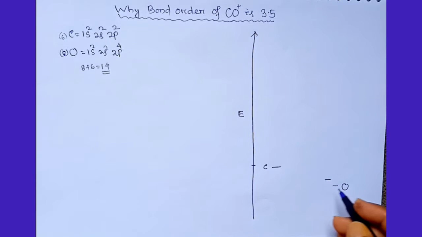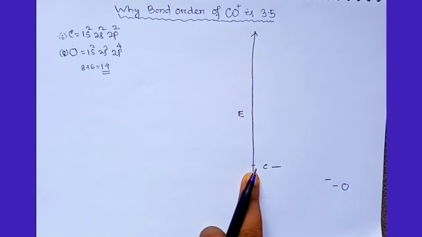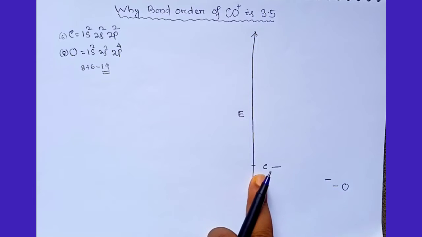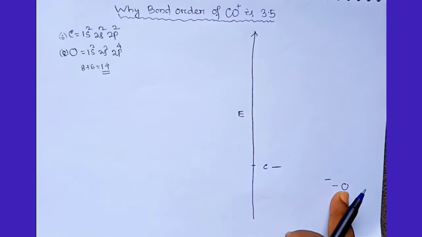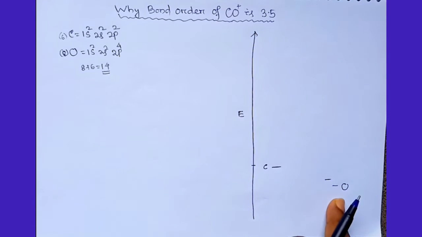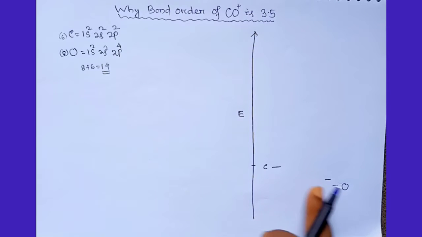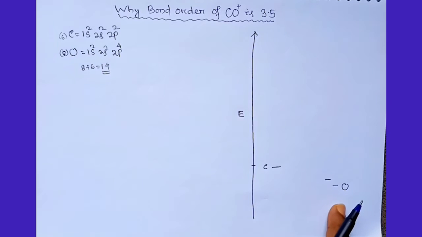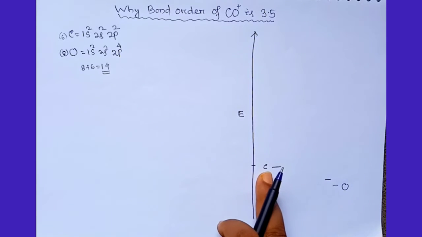Now look at one thing: in this diagram I have shown the energy of the oxygen atom as less than the energy of the carbon atom. Why? Because the electronegativity of oxygen is more than the electronegativity of carbon. That's why oxygen attracts the electron cloud toward itself with more energy than carbon, and it becomes stabilized. So after formation, the oxygen atom is more stabilized in energy content than carbon.